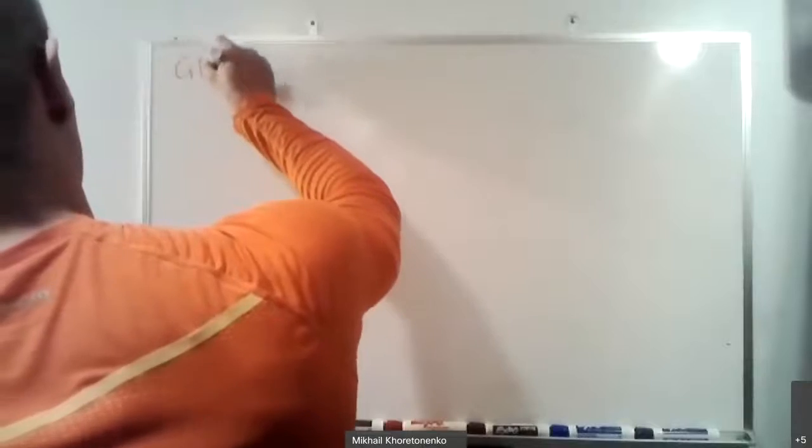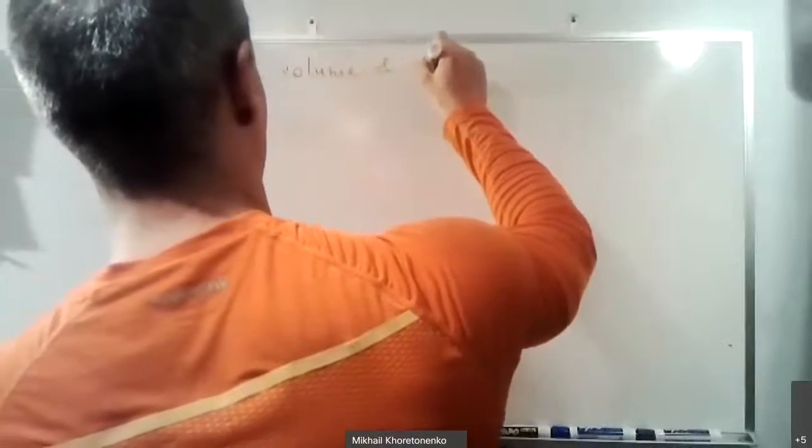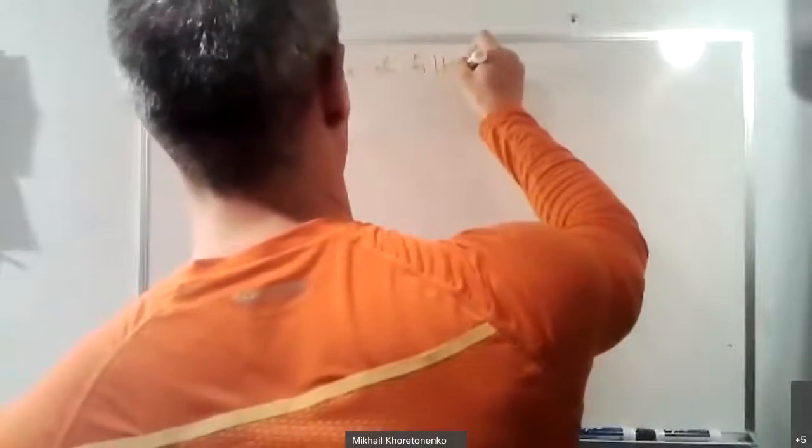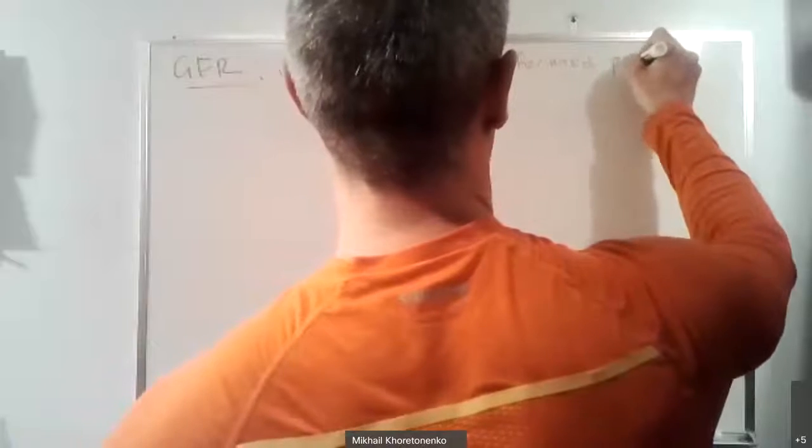So glomerular filtration rate. What is it? It's the volume of urine. Sorry, not urine. My bad. Volume of filtrate formed per minute.